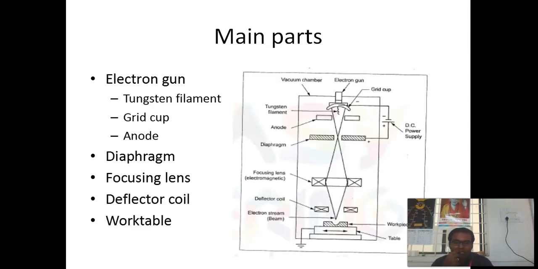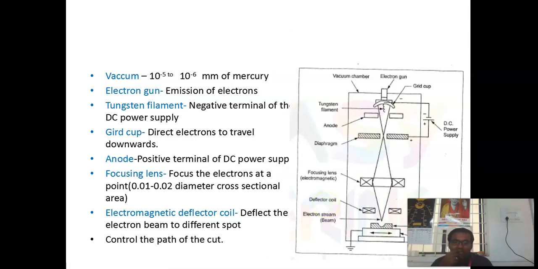This image clearly depicts the various main parts of the electron beam machining process. The first one is the electron gun. The electron gun consists of a tungsten filament and grid cup, and it also acts as the anode. The next important parts are the diaphragm, the focusing lens, the deflecting coil, and the work table on which the workpiece is fitted. Here a vacuum of about 10^-5 to 10^-6 mm of mercury is created inside the vacuum chamber.